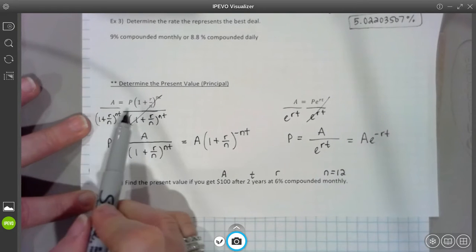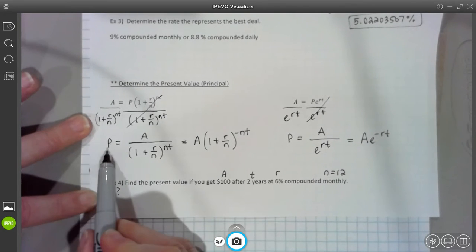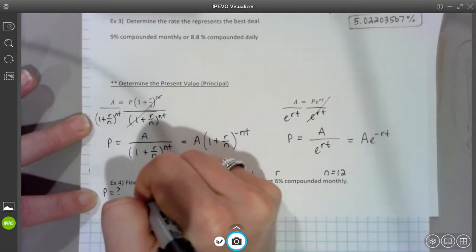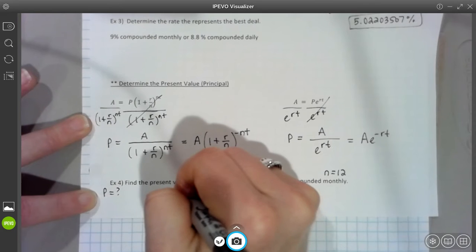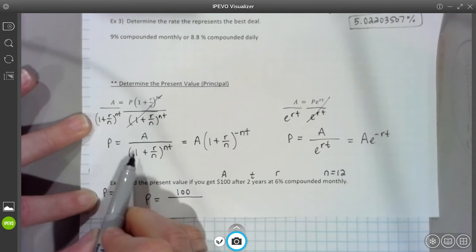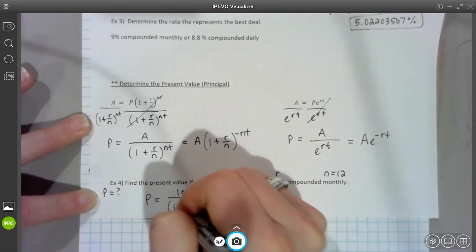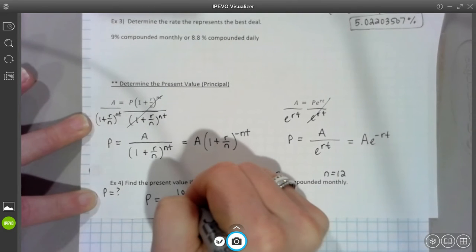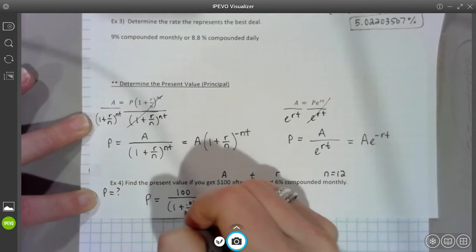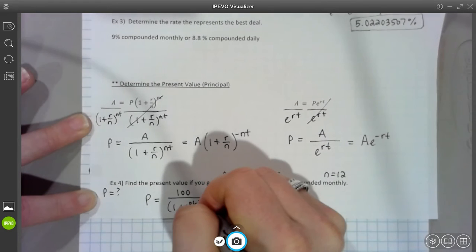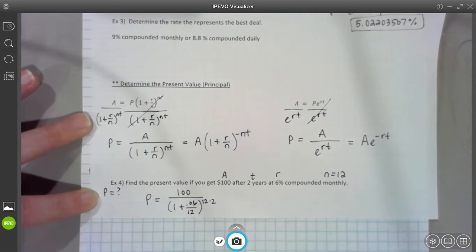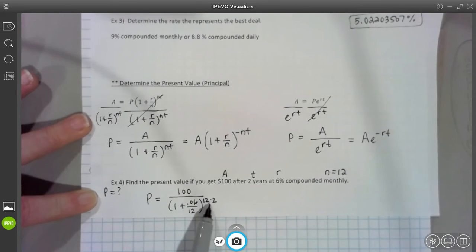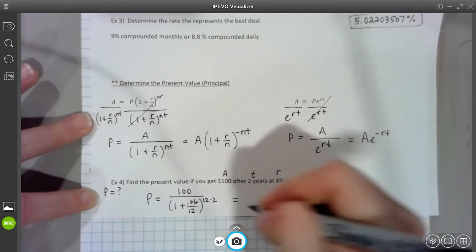So again, you could plug into the original formula and solve for P. This one's already solved for P, so let's use it. So this says P will equal the end amount, A, which is $100, divided by 1 plus R, which is 0.06, divided by N, which is 12, to the power of N, 12, times T, which is 2. So really that is 24 right there. I would probably plug 24 into my calculator just so that I don't make a mistake with anything that I type.